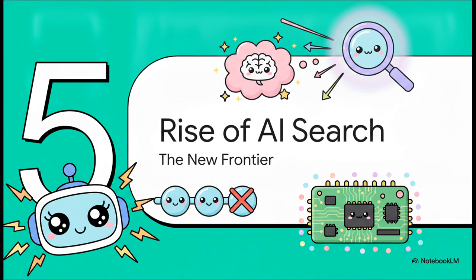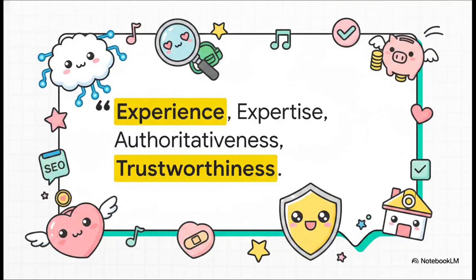Finally, Section 5, the rise of AI search. This is where the landscape is shifting under our feet right now. We are moving away from 10 simple blue links and into the frontier of artificial intelligence. In an AI-driven world, trust is quite literally everything. Google measures this using the EEAT framework: experience, expertise, authoritativeness, and trustworthiness.